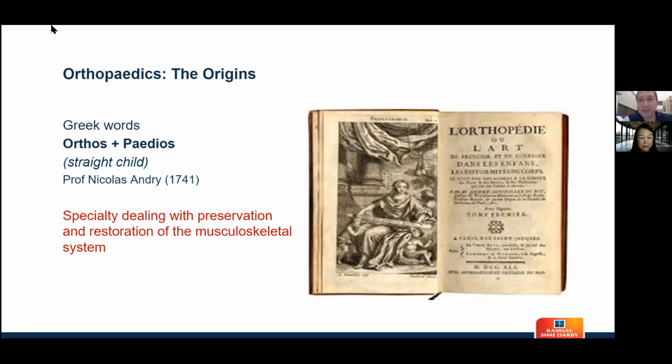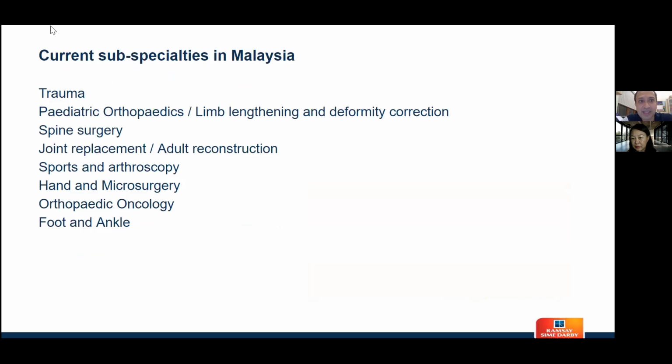From 1741 until now, currently in Malaysia, we have this number of subspecialties within orthopedics itself. The first two are what I generally do, which is trauma and pediatric orthopedics, as well as limb lengthening and deformity correction. Everybody does a little bit of all the rest: spine surgery, joint replacement, very common, sports and arthroscopy surgery, hand and microsurgery, orthopedic oncology, which deals with bone tumors and soft tissue tumors, and foot and ankle, which deals with foot and ankle problems.